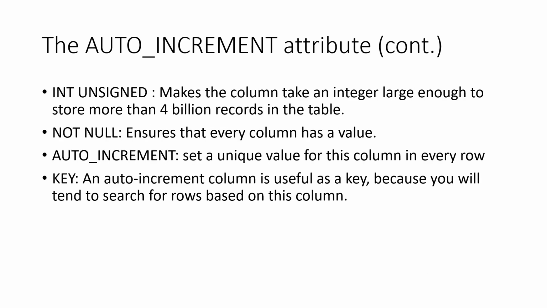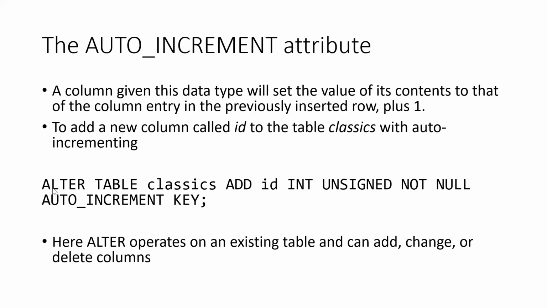Then you can also use other things. Now, for example, here we have alter table classics. We can say add ID, int unsigned. We are going to use the integer data type, and we are going to use only the positive range of this, starting from 0, so we say unsigned. And then we say not null, which indicates that null values are not allowed. And then we say auto increment, which indicates that it will automatically increase. And finally, it says it's the key attribute. That means the primary key.